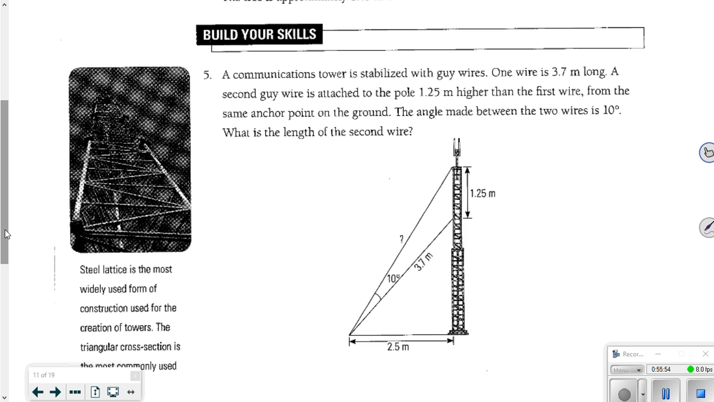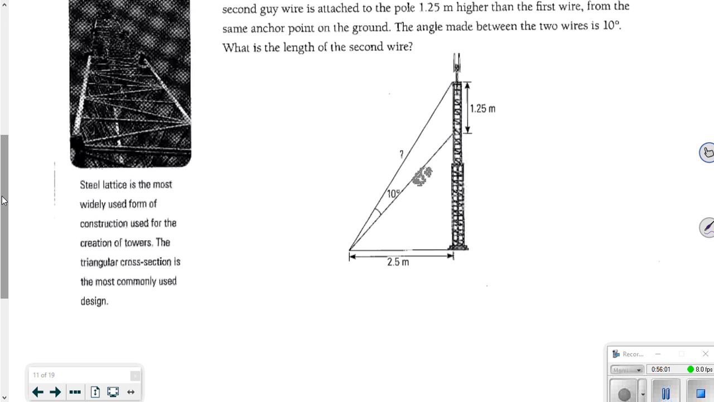Okay, so we need to figure out where we can start, what we can actually work with here. We can't just assume that this is a right angle and use our right triangle formulas, because there's no guarantee that this tower is standing perfectly straight. It doesn't say so in the question, we can't assume it. What we do know is the things that are drawn onto the picture. And right now, it looks like that weird little triangle is going to help me the most.